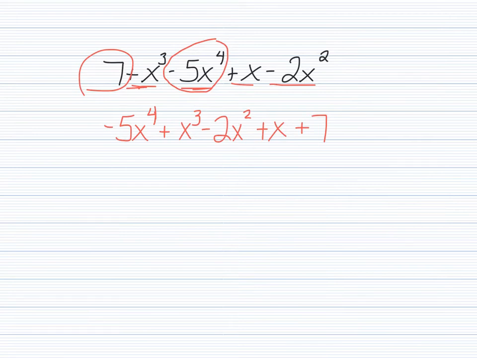All right, so things that we can write about this. How many terms are there? 1, 2, 3, 4, 5. Okay, so there are 5 terms. What's the degree? So the biggest exponent is 4, so it's a 4th degree.